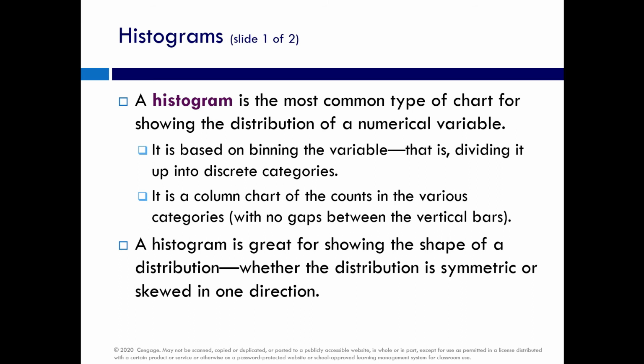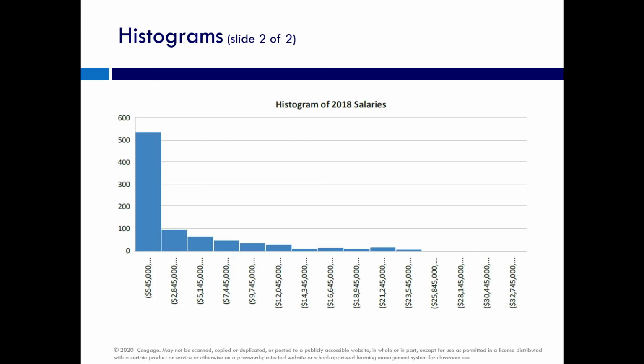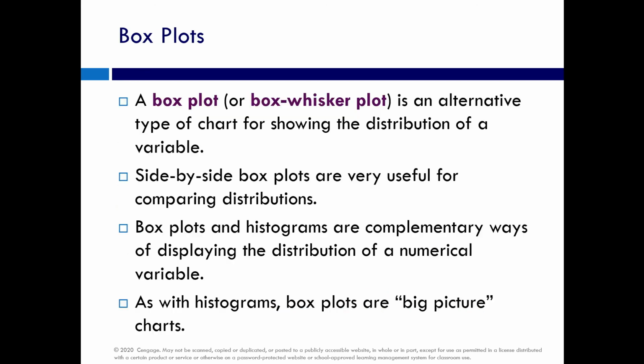A histogram is great for showing the shape of the distribution, whether the distribution is symmetric or skewed in one direction. In the histogram of salaries, you can see the skewness. It is not a typical histogram.